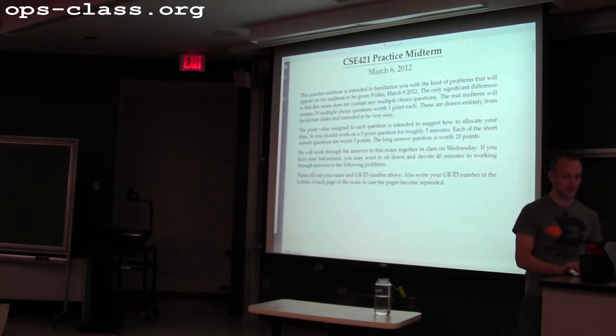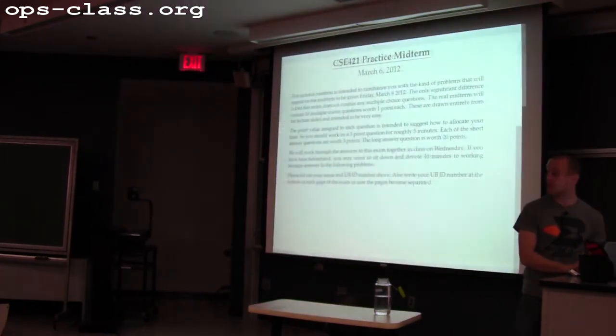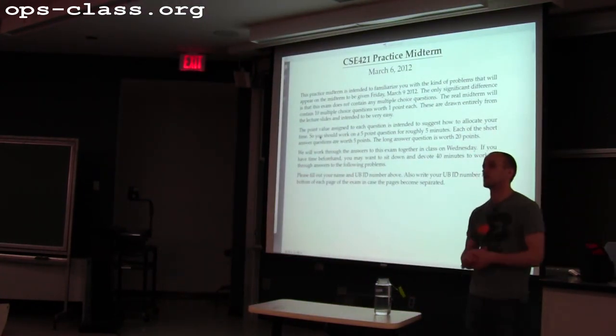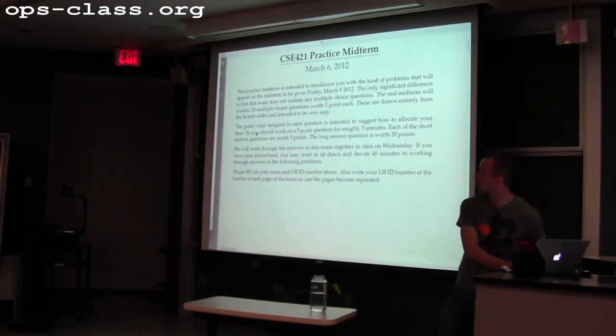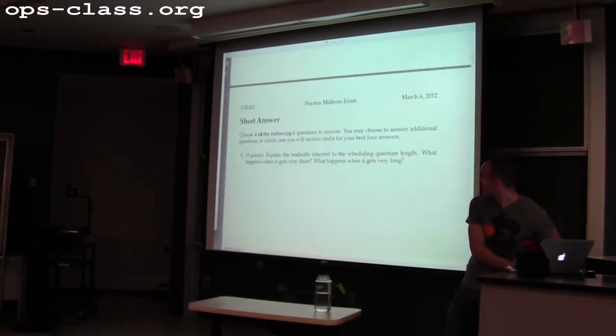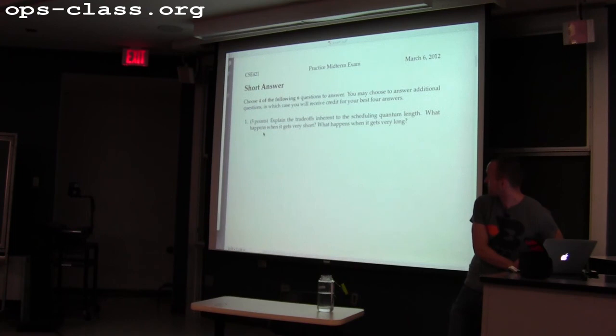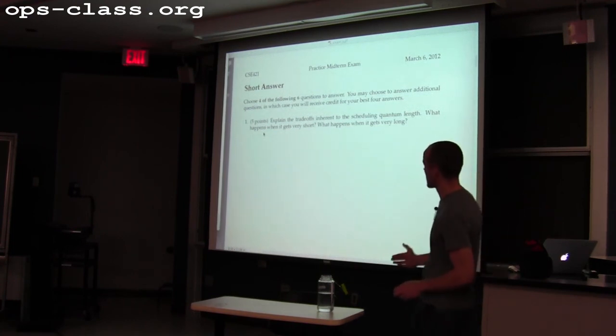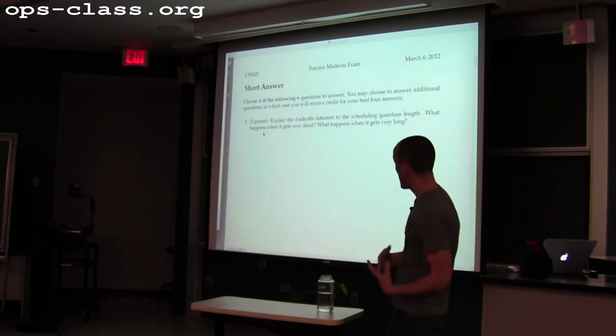So why don't I put up a question? And I'm going to give you guys a minute or two to talk about it in small groups, and then we'll go through the question together, okay? So the first question on the short answer, again, there's no multiple choice in this exam. So explain the trade-offs inherent to the scheduling quantum length. What happens when it gets very short? What happens when it gets very long?